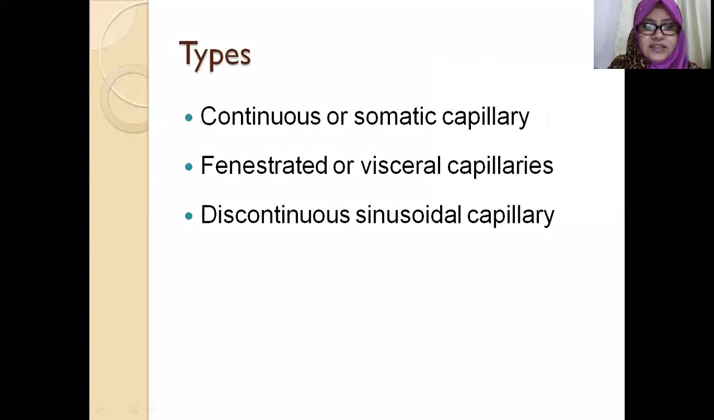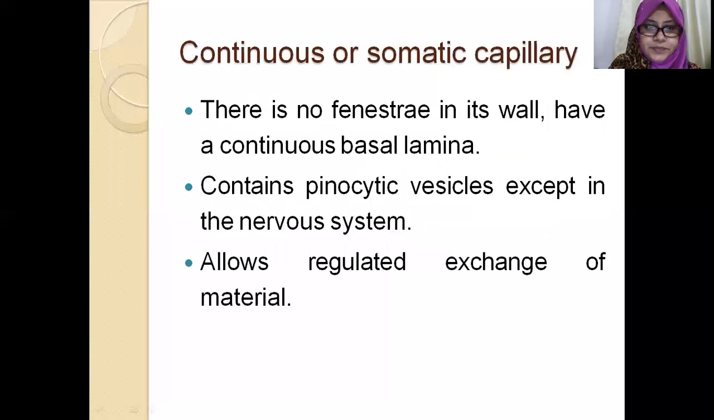Types of capillaries are continuous or somatic capillary, fenestrated or visceral capillaries, and discontinuous sinusoidal capillary. Now, continuous or somatic capillary. There is no fenestrae in its wall, and it has a continuous basal lamina. It contains pinocytic vesicles except in the nervous system, and this allows regulated exchange of material.